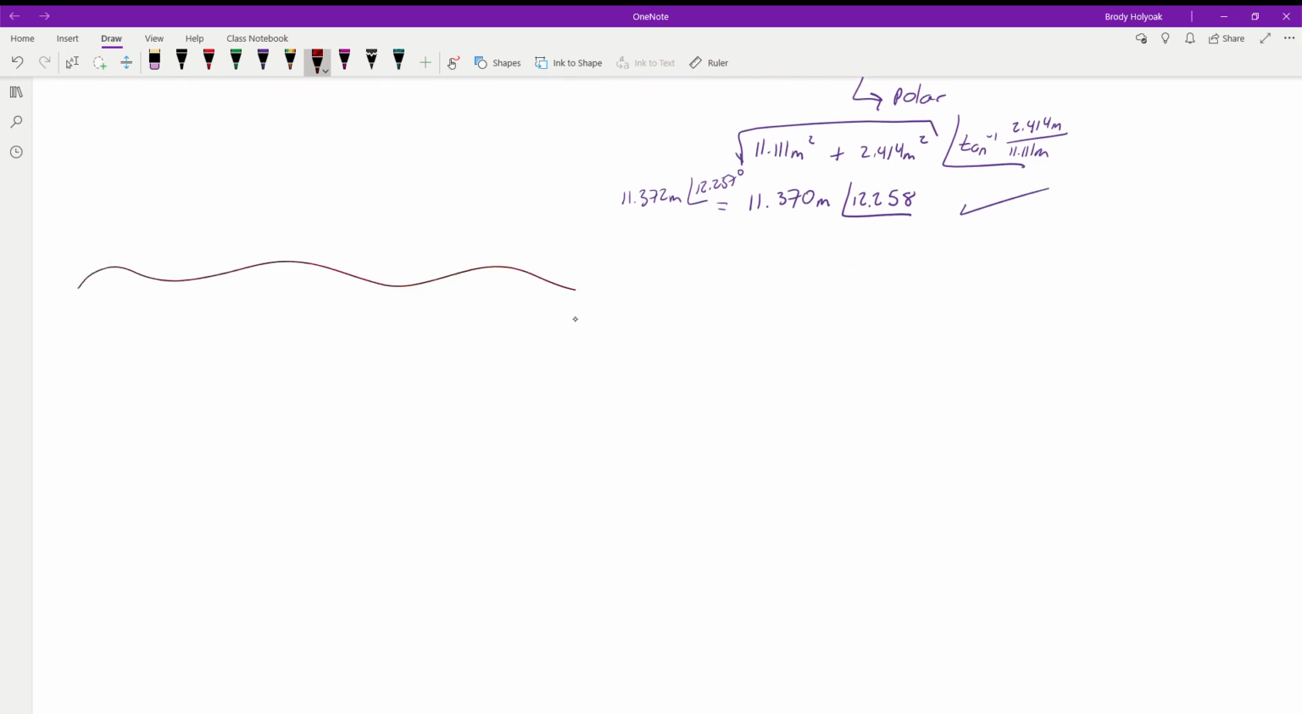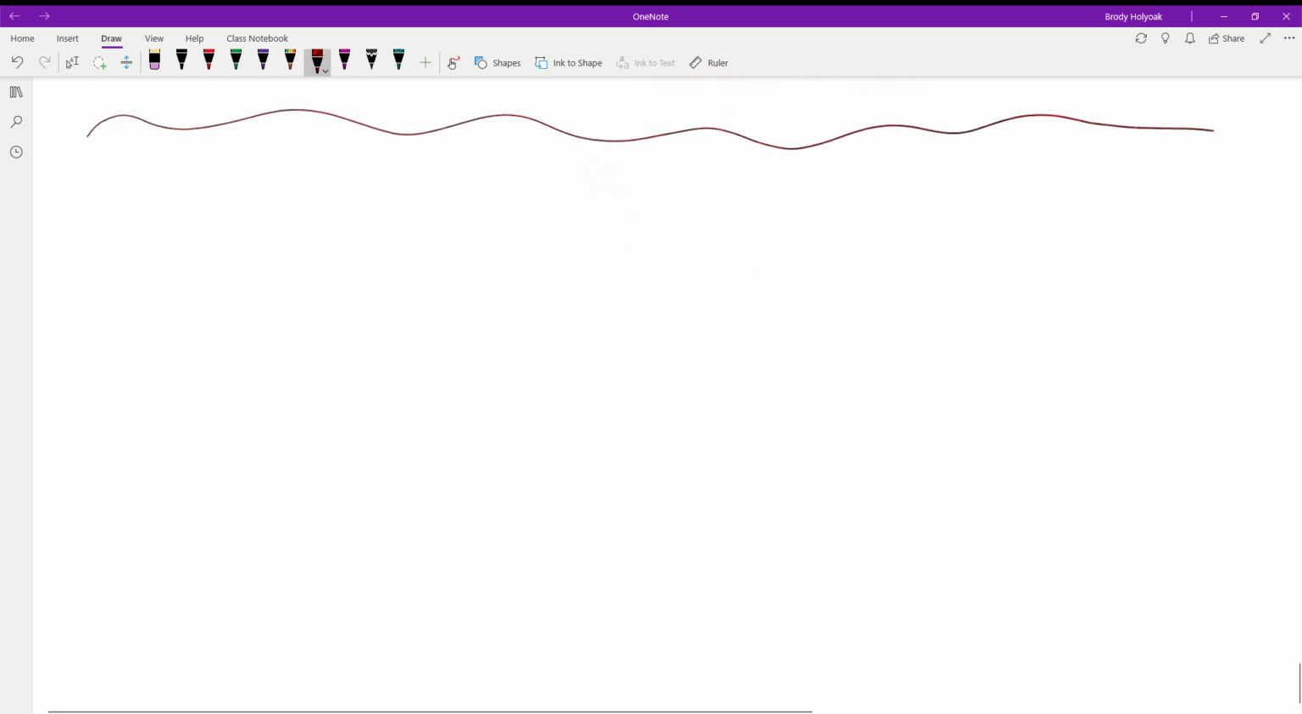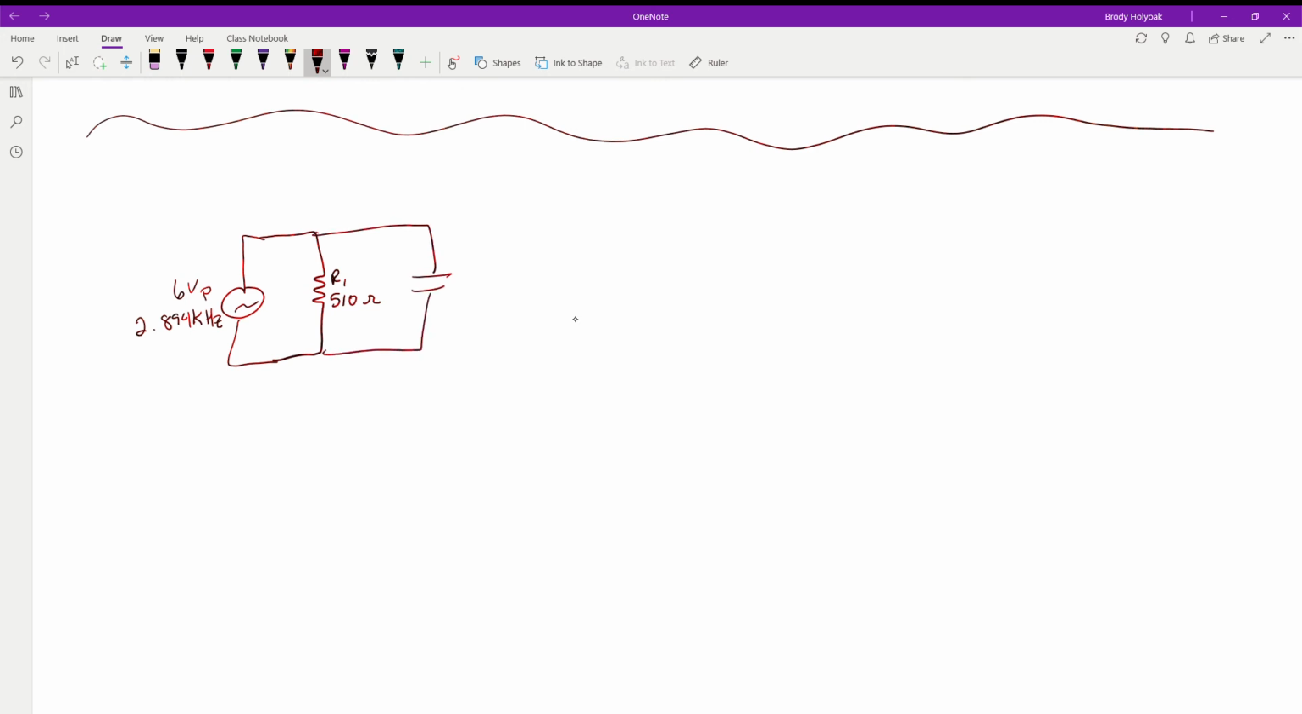Okay, next circuit. So this time we have our supply. We have 6 volts sitting across it, and we have 2.894 kilohertz. We have R1, which is 510 ohms. We have capacitor 1, which is 11 nanofarads. And we have capacitor 2, which is 220 nanofarads.